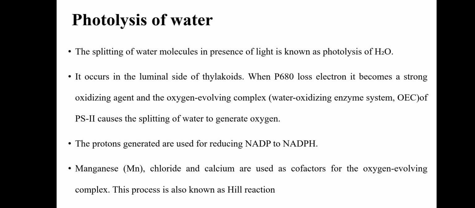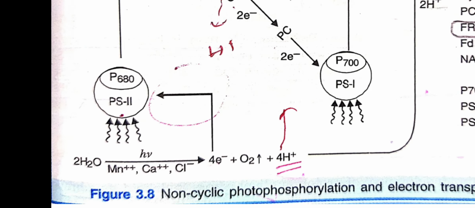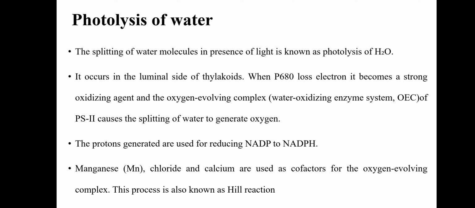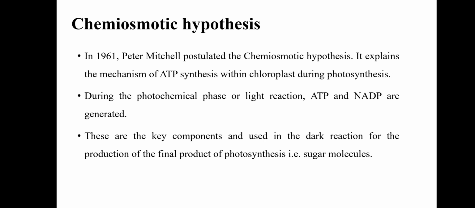Next, photolysis of water. I have mentioned that photolysis of water occurs first. The splitting of water molecule in presence of light is called photolysis of water. It occurs in the luminal side of thylakoid, that means lumen side, not stromal side. It occurs in presence of manganese, chloride and calcium. So it is all known as oxygen evolving complex, and the process was first discovered by Robert Hill, so known as Hill's reaction.